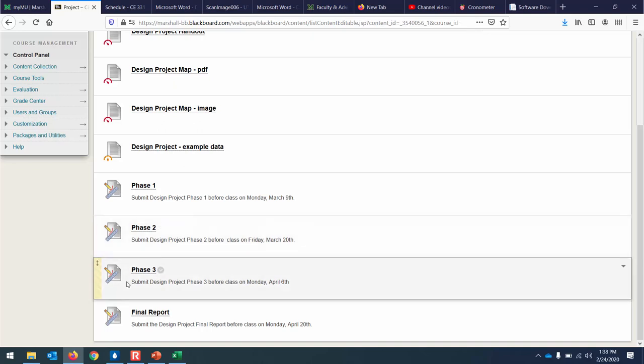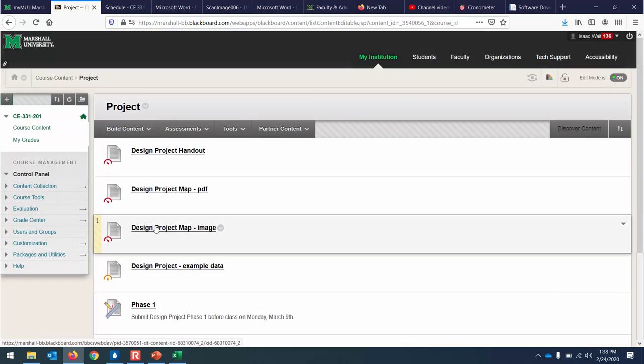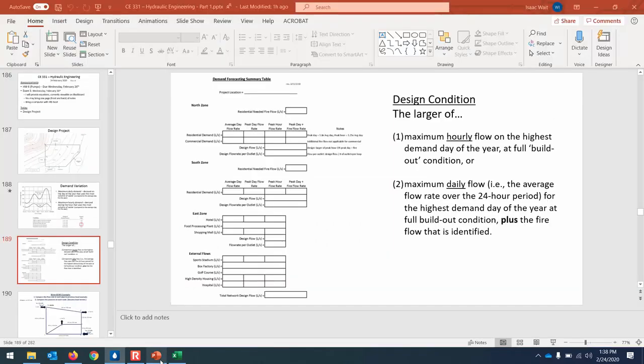Phase three, you're uploading a spreadsheet that shows your calculations for the required volume of the tank. And then the final report is kind of everything integrated together. Okay, so any other questions? All right, so like I mentioned, you're going to be using WaterGEMS for this project.